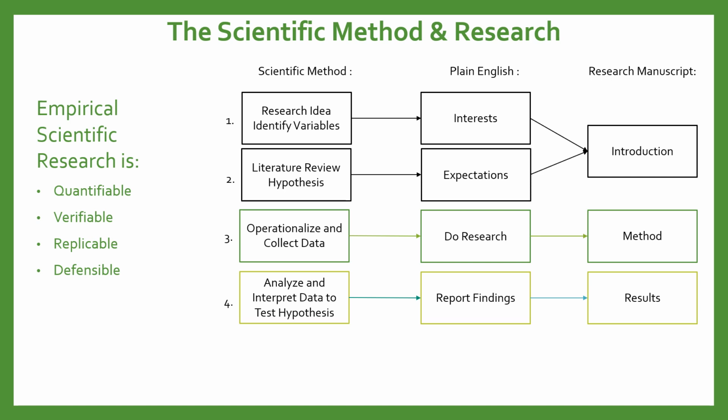The next part of the scientific method is to then analyze that collected data and interpret that data to test the hypothesis. So you'll do a statistical analysis. You'll see if there's differences between groups or relationships among the variables you are interested in. And then you'll go back and you'll say, okay, so what does this suggest about my expectations or the hypotheses that I generated based on past research?